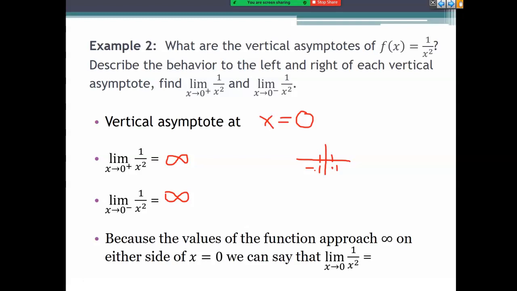All right, because the values of the function approach infinity on either side, we can say the limit as x approaches 0 of 1 over x squared is infinity. So the left-hand limit equals the right-hand limit, therefore the limit is infinity. In the last example, there was no limit because they went to opposite ends. So in the last example, the limit as x approached, I believe it was 2, did not exist because they went to different areas.